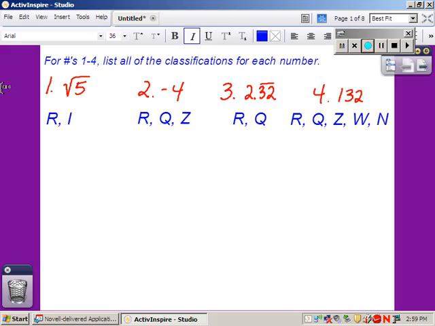See, most of the time we would just say number 1 is irrational, number 2 is an integer, number 3 is rational, and number 4 is natural. But since the directions say to list all the classifications for each number, we did have to list them all.